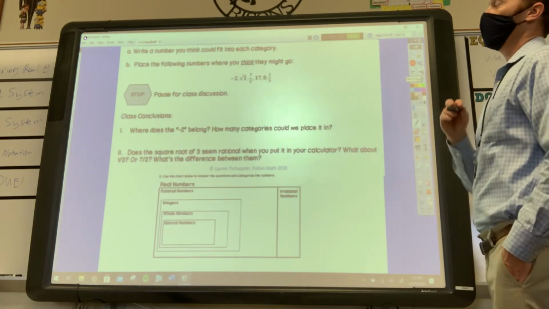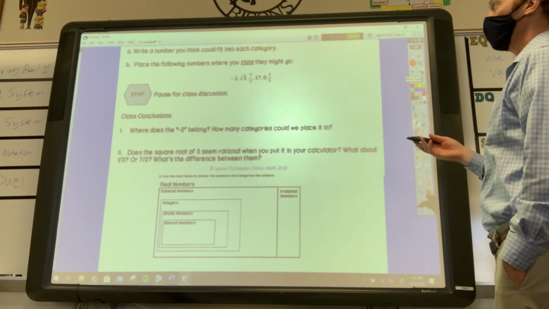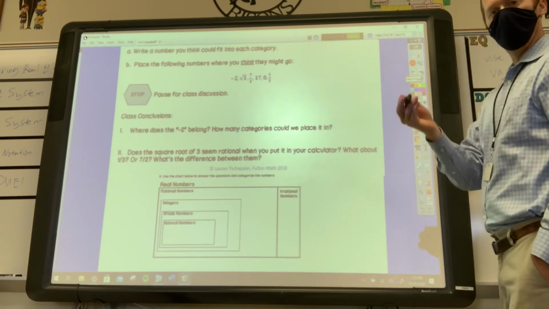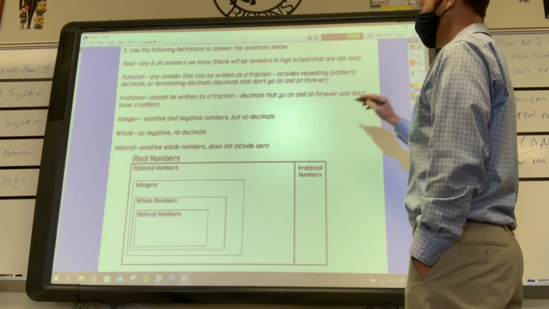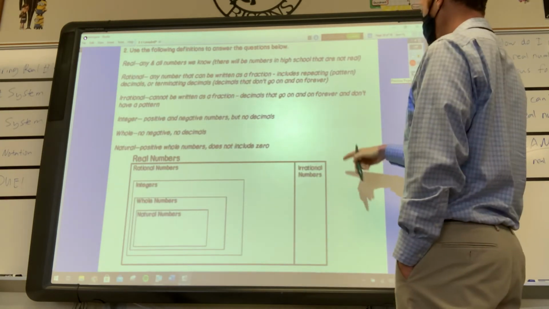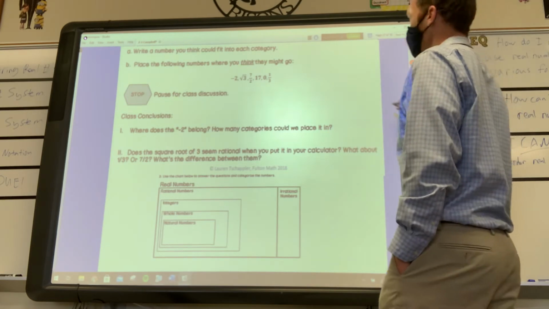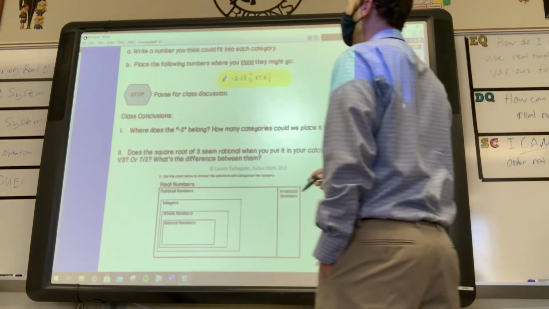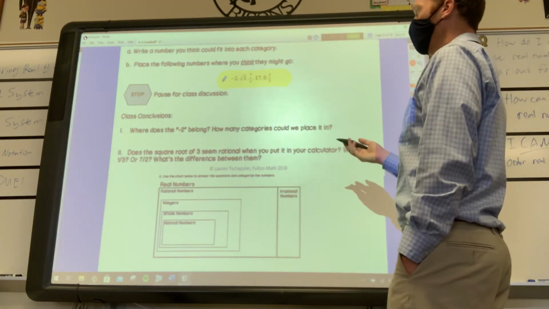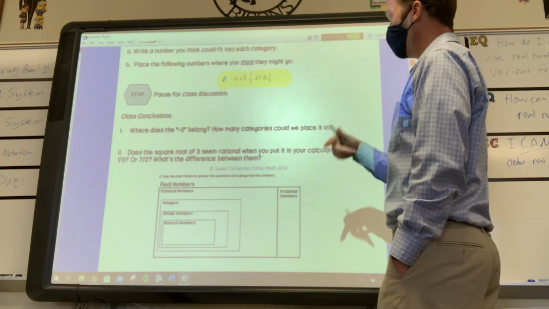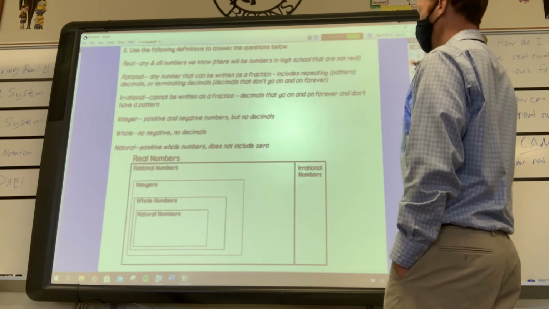And letter A on your note says write a number you think could fit into each category. So that's up to you to do. Meaning you've got that box on your page. So you look at this box and you write one number that you think would fit into each one of those categories. Then place these specific numbers right here where you think they should go. And whenever you do this, you want to put them as far into the chart as you can. Here's what I mean. Looking back here.